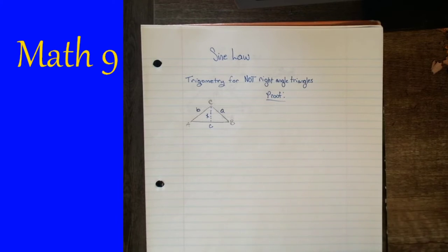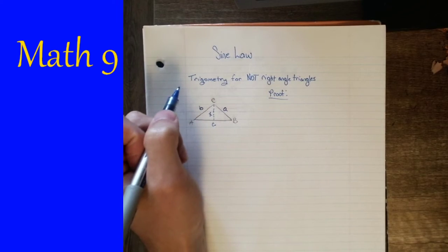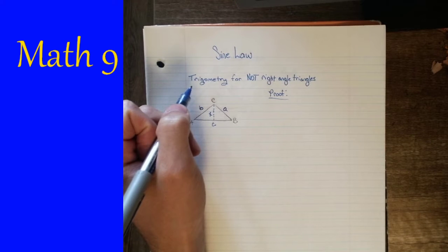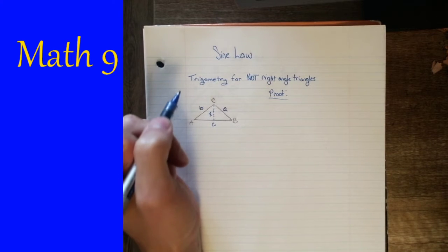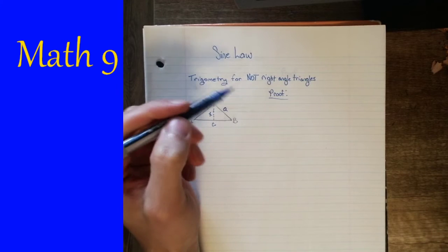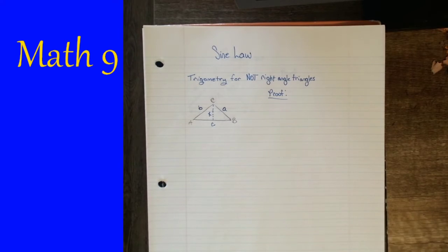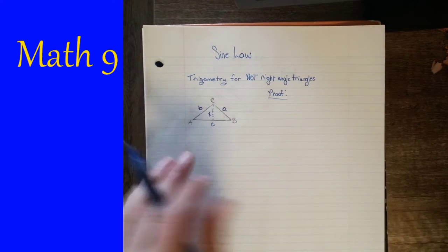Hey everyone, today we're going to look at the sine law and the cosine law. What's important to understand is this is trigonometry for triangles that are not right angle triangles. That's pretty well it, and with this we're going to prove what it is that we're doing and derive some new equations that we can use on specific types of triangles. So let's start with our sine law.